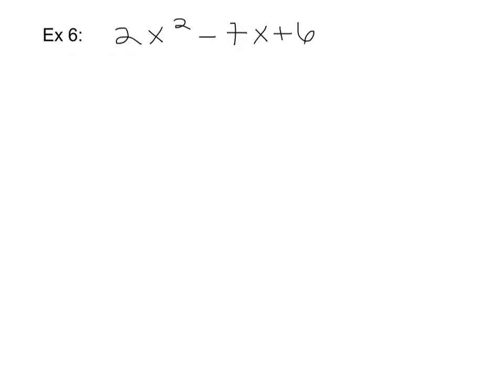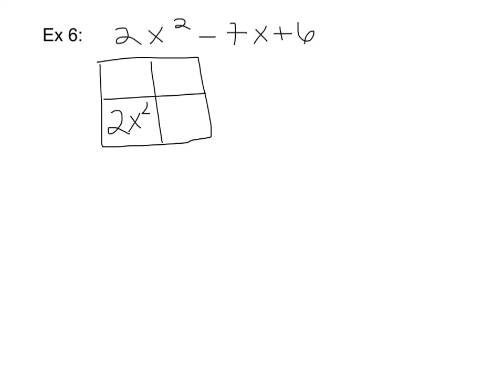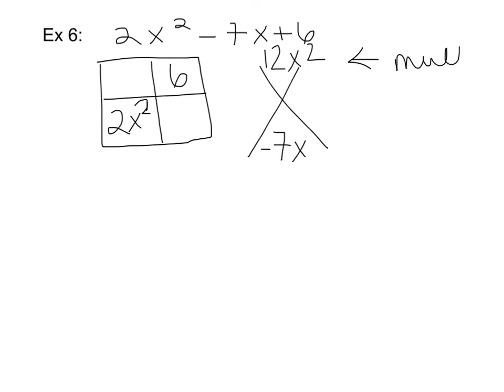Our last example is 2x squared minus 7x plus 6. So go ahead, draw your box. First term goes in the bottom left. Last term goes in the top right. Middle term in the bottom of my x. 2x squared times 6, 2 times 6 is 12, goes in the top. So again, we're looking for numbers that multiply to 12, that add to negative 7.